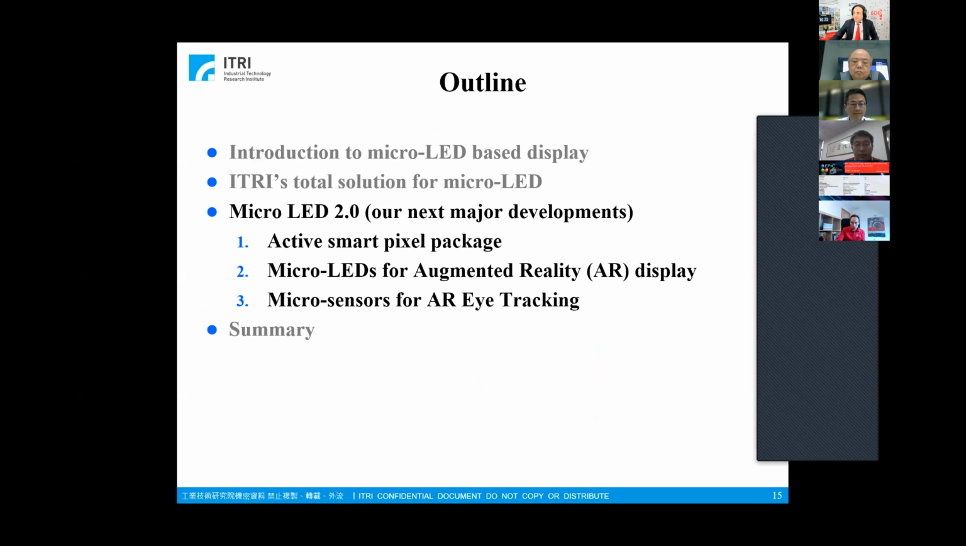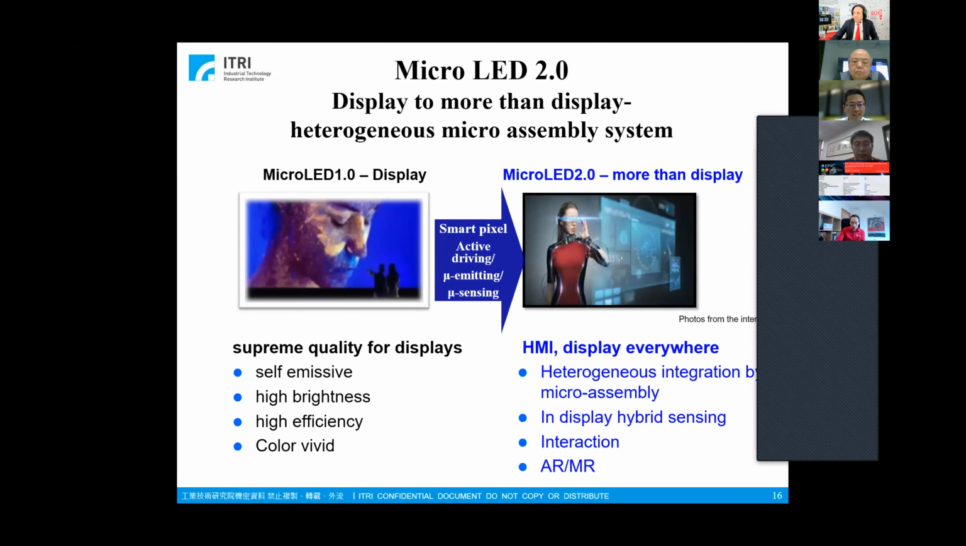Now let's move on to the second part of the report, micro LED 2.0. In ITRI, we are planning next generation micro LED display technologies.